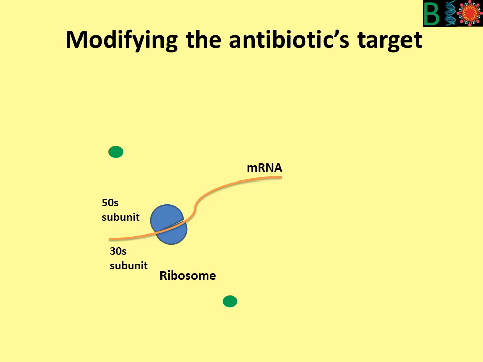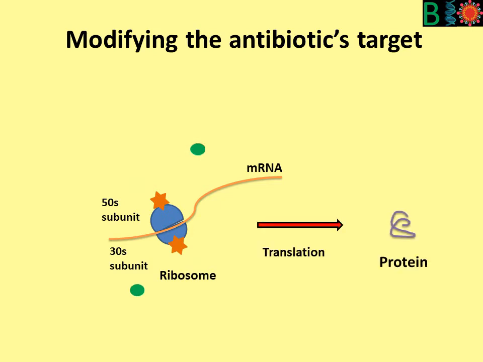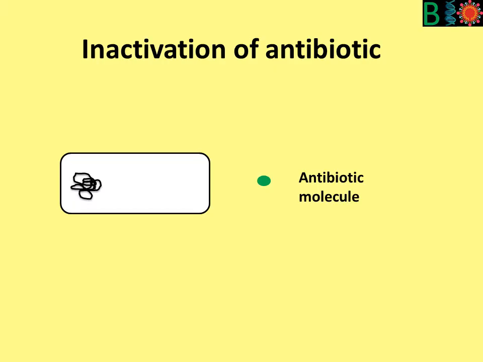Bacteria modify the target site on the 50S and 30S subunit of the ribosome so that the antibiotic will not be able to bind on the 50S or 30S subunit, and the translation and protein synthesis continues normally, allowing the bacteria to survive even in the presence of the antibiotic. Bacteria enzymatically inactivate the antibiotic molecule, rendering it ineffective.